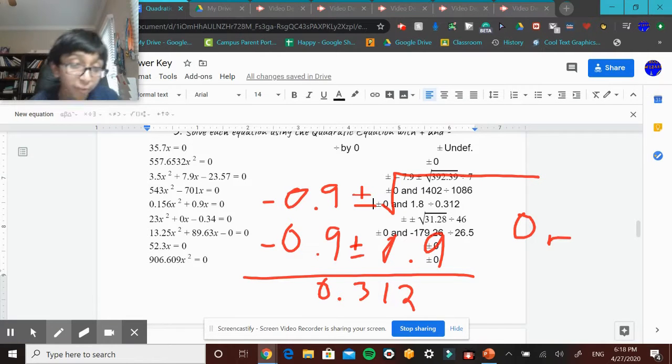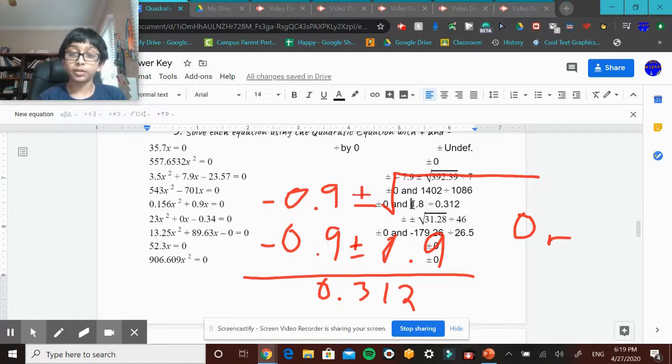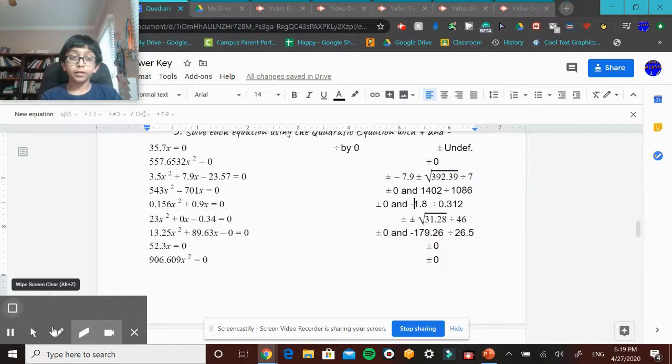Wait, my brain can't think. Oh god. Or negative 1.8 divided by 0.312. I think I didn't put the negative over there. Yeah. Okay. Moving on. Or negative 1.8 divided by 0.312.